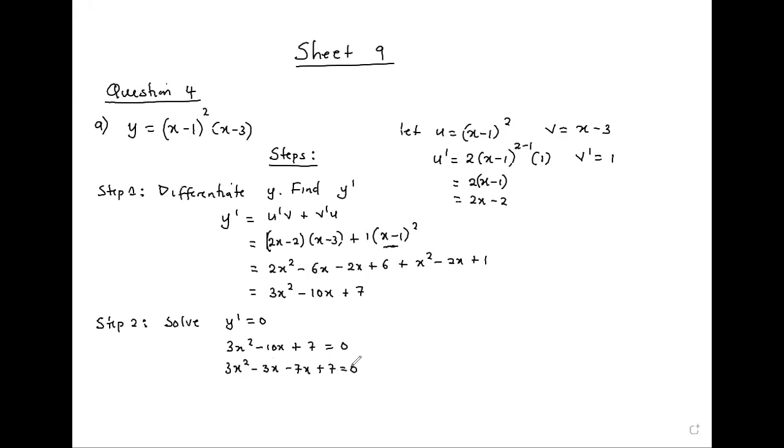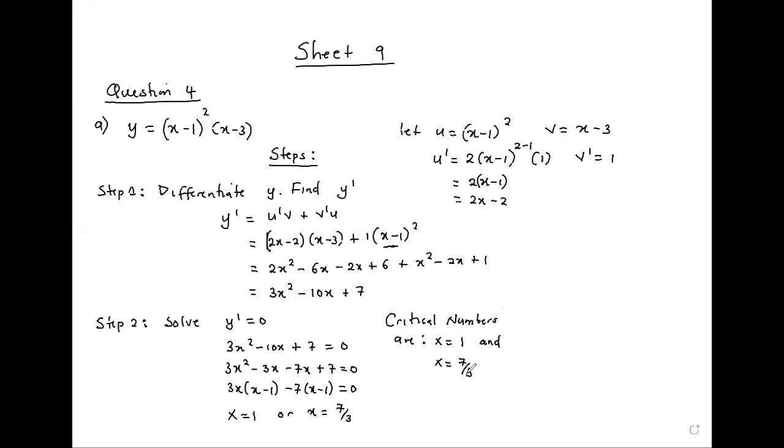Plus 7 is 0. We'll factor out 3x, we'll have x minus 1. We'll factor out 7, we'll have x minus 1 is equal to 0. This means that x is equal to 1, or x is equal to 7 over 3. So these numbers that we have obtained in step 2 are what we call critical numbers. So the critical numbers are x is equal to 1 and x is equal to 7 over 3. These are the critical numbers.